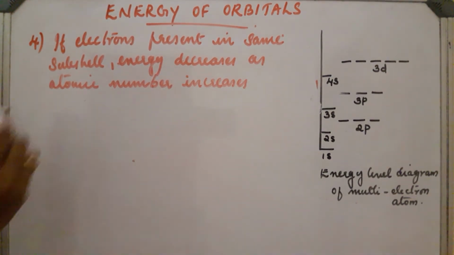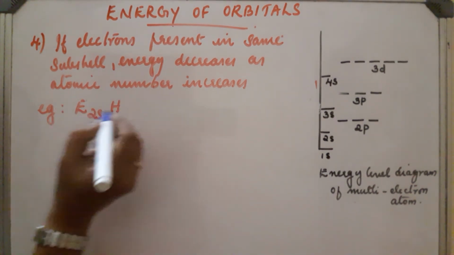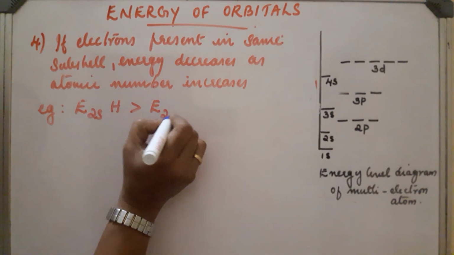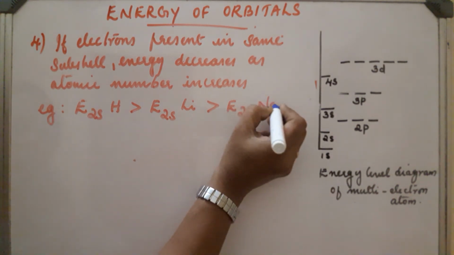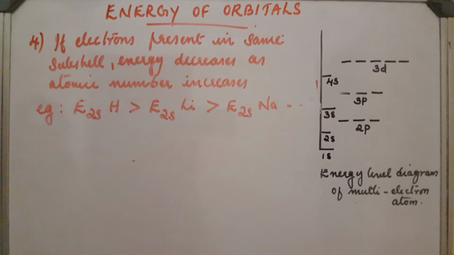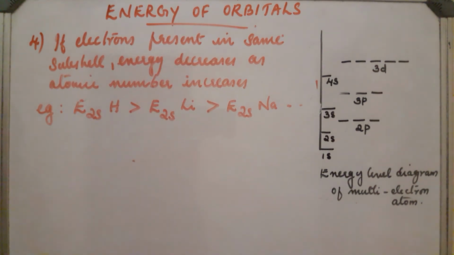Let us take one example. The energy of the 2s orbital of the hydrogen atom is more than the energy of the 2s orbital of lithium, which is more than the energy of the 2s orbital of sodium, and so on. This is because as the atomic number increases, nuclear attraction increases. So if the electrons are arranged in the same orbital, the energy decreases. As the nuclear attraction increases, energy decreases, or stability increases. So this will be the order if the electrons are present in the same shell, as the atomic number increases.